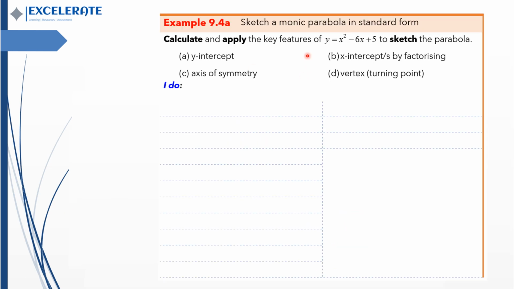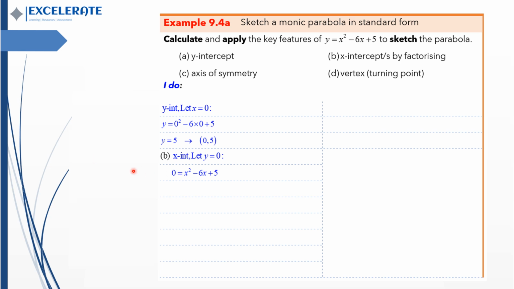Calculate and apply the key features of y equals x squared take 6x plus 5 to sketch the parabola. So A is the y-intercept, you let x equal 0. So replacing x with 0, the y-intercept is 5. Now in standard form, the c value generally is the y-intercept. For the x-intercepts, let y equal 0. So I've let my equation equal 0.